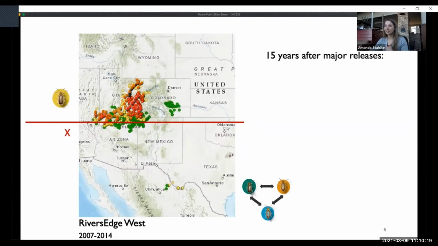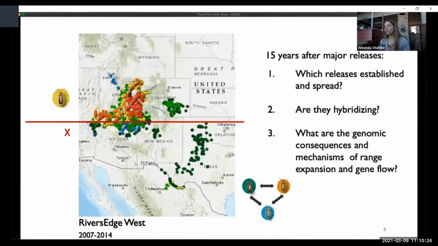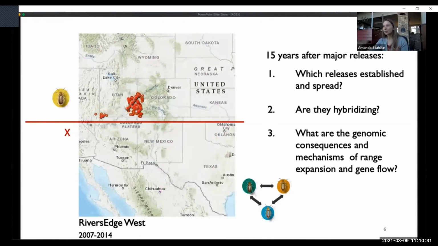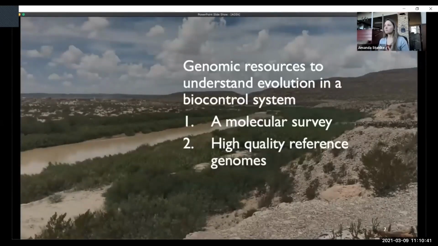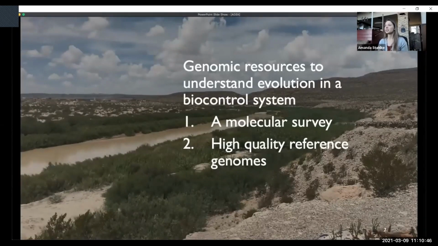So 15 years after the major releases, in 2014, when we were looking at this, we had 3 key questions. That's which releases established and spread, are they hybridizing, and what are the genomic consequences and mechanisms of this rapid range expansion and gene flow among all of these source populations. So for the rest of the talk, I'll present our results. We developed genomic resources to understand evolution in this biocontrol system, first by taking a molecular survey. That's the bulk of the work I'll show.